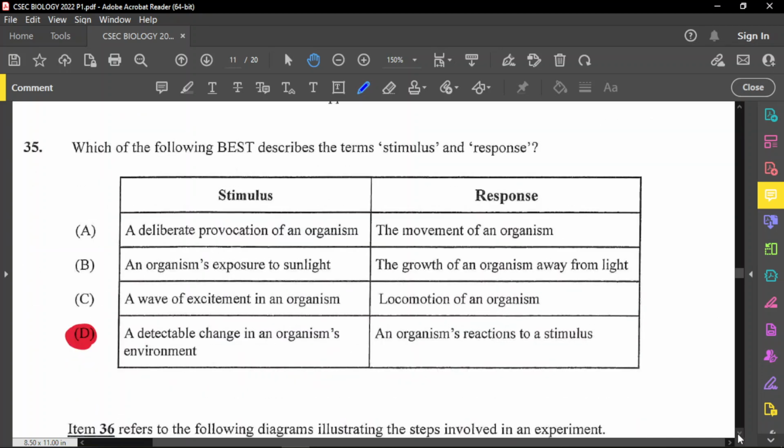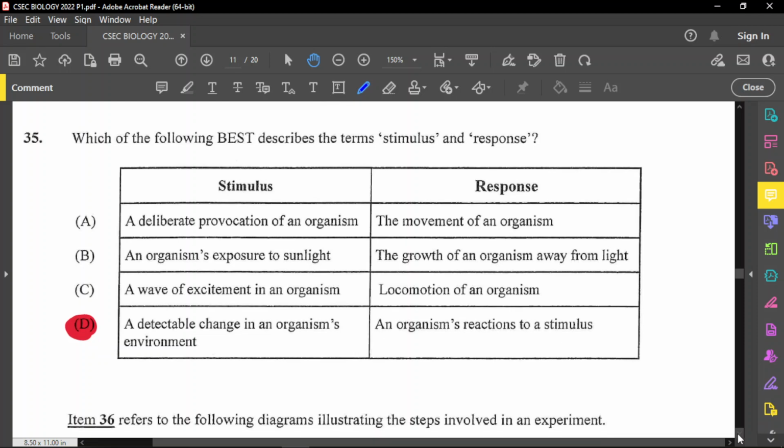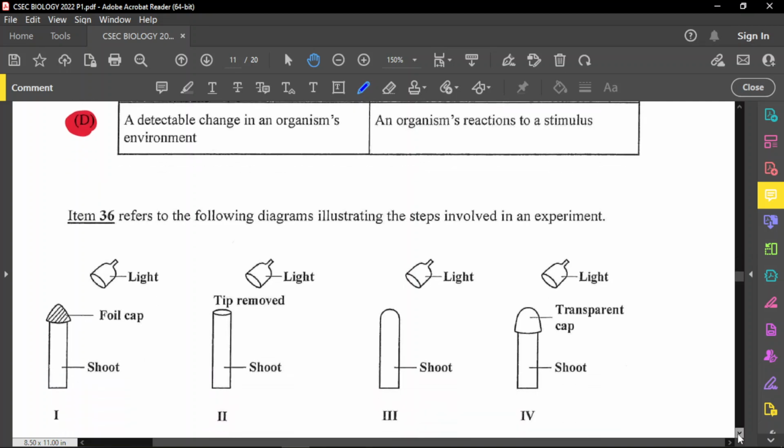For 35, it said, which of the following best describes the terms stimulus and response? So again, straightforward. Stimulus is any change within the environment, right, that causes a response. And so a response now is a reaction to the stimulus. So D is the answer. So detecting the stimulus or any changes in the environment, and the response will be the reaction to that stimulus. So stimulus is any change within the environment.